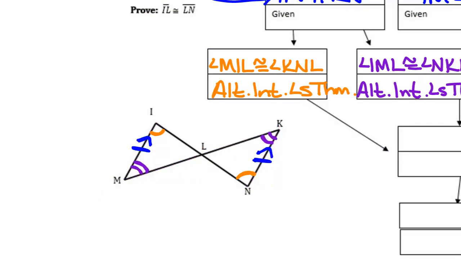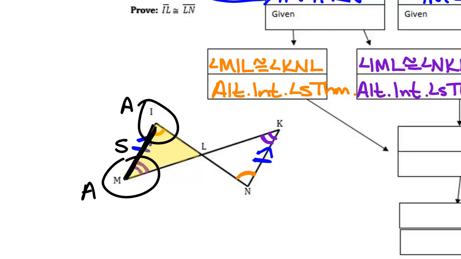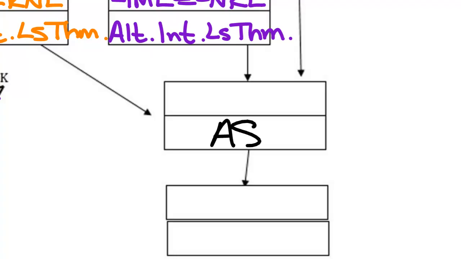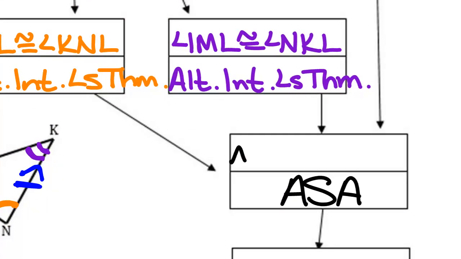Look at just one of these two triangles. Let's look at this one. How do we have it marked up? What's marked on the picture? Angle, side, angle. The side is in between my two marked angles. The side touches both of those angles. That's how I know it's angle, side, angle. And I could say that triangle LMI is congruent to triangle LKN.